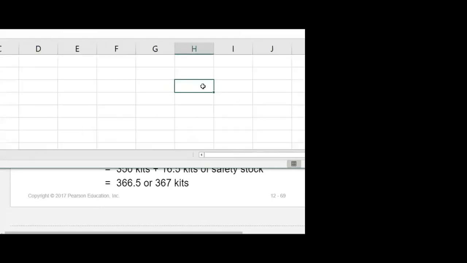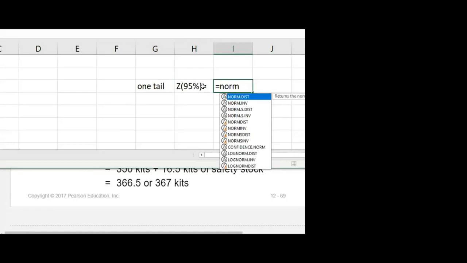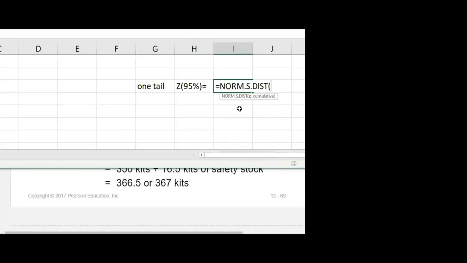So all you have to do, if you want a Z value for 95%, and this is a one tail, right, is type equals norm.s.dist. S is for standard distribution. If you have Z, you can calculate the probability. In this case, we have the probability already. So instead of this, I use inverse. If you use norm.s.inv, you just plug in the probability and it will give you the Z value. So let me type 0.95.